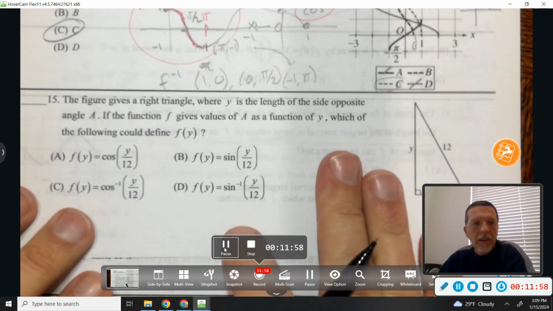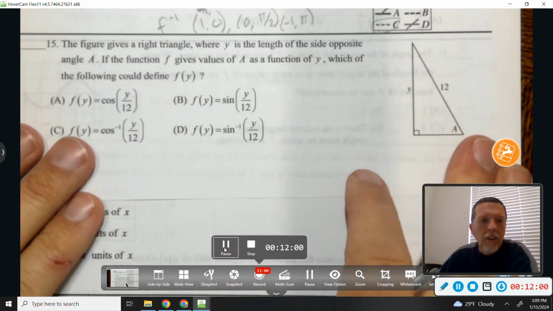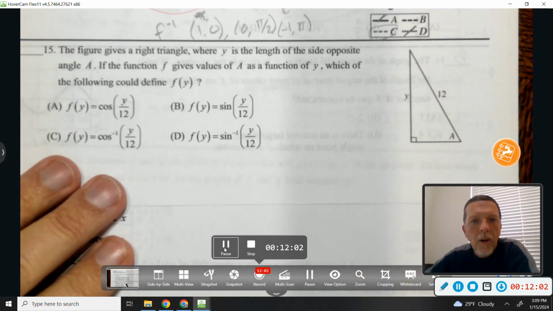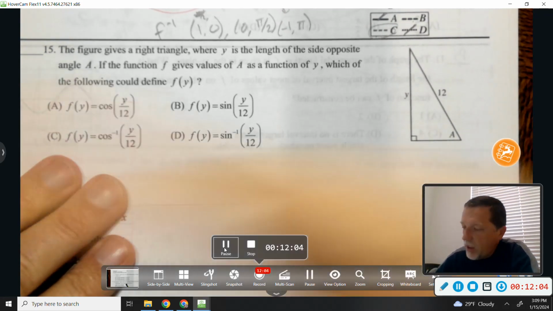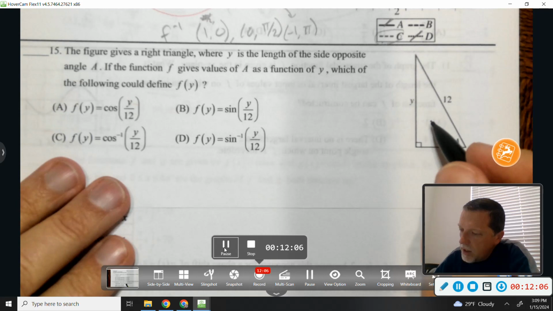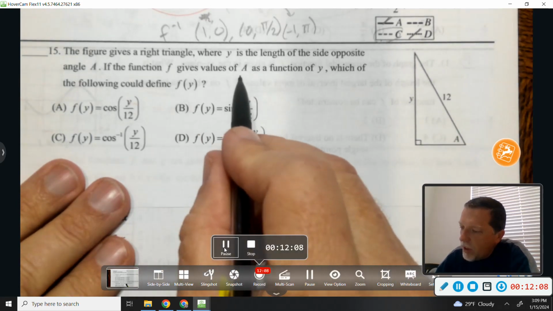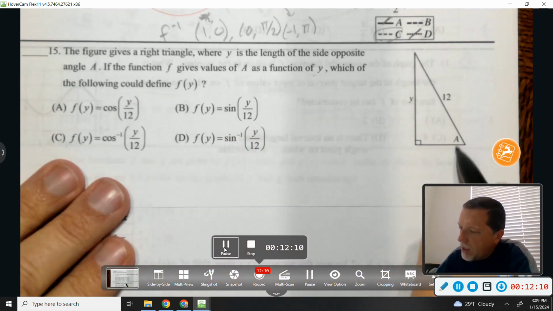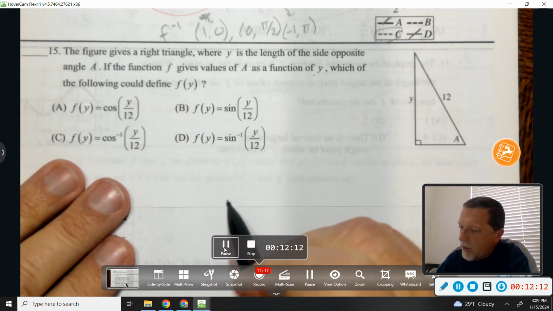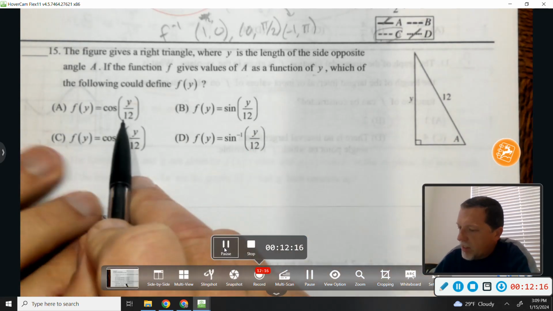Number 15. Figure gives a right triangle. Y is the length of the opposite side of angle A. If the function f gives values of A as a function of y, which of the following could define y? Okay, so it's like, which of these makes sense?